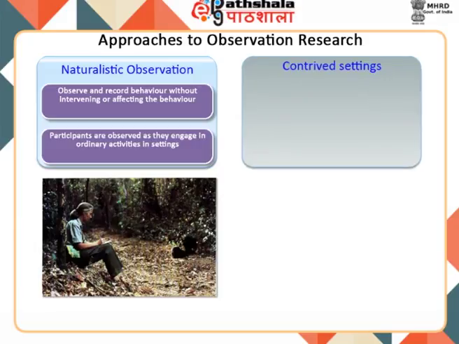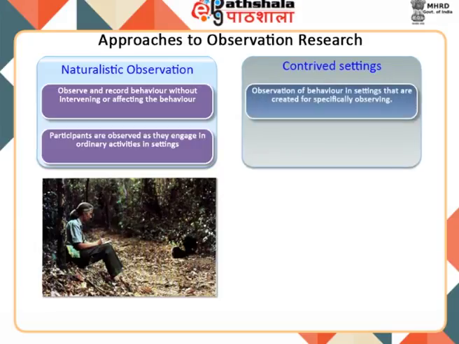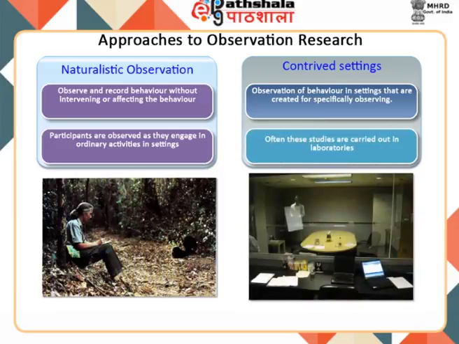Contrived settings. Contrived setting involves the observation of behavior in settings that are created for specifically observing the behavior and research purposes. Often these studies are carried out in laboratories where the extraneous factors are controlled, also manipulated, and the participants know that they are being observed, even though the researchers are concealed behind a one way mirror.